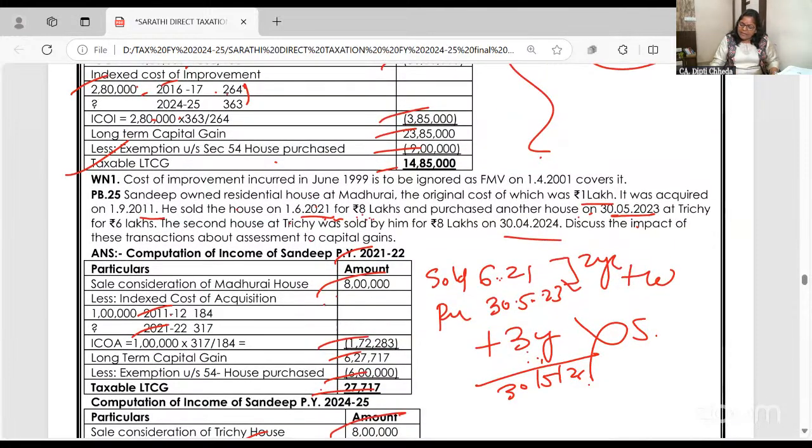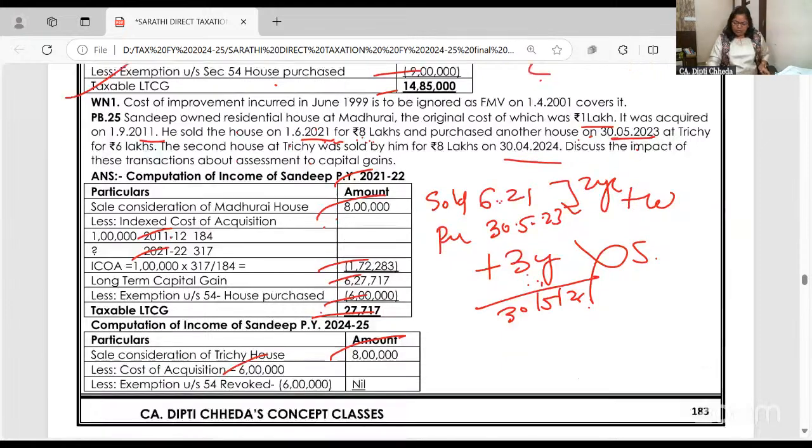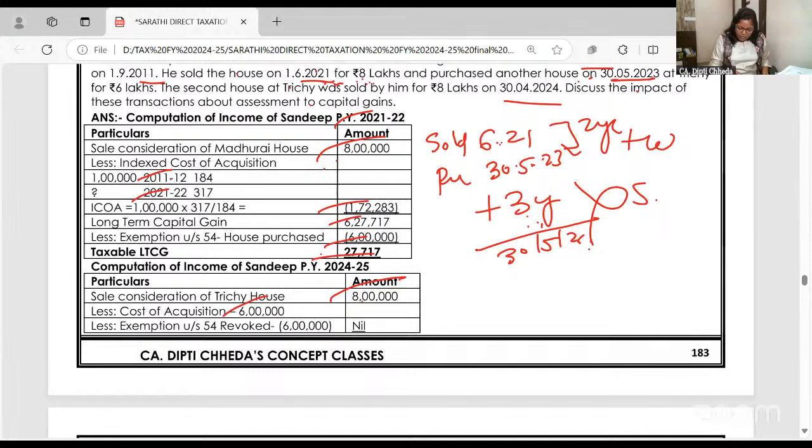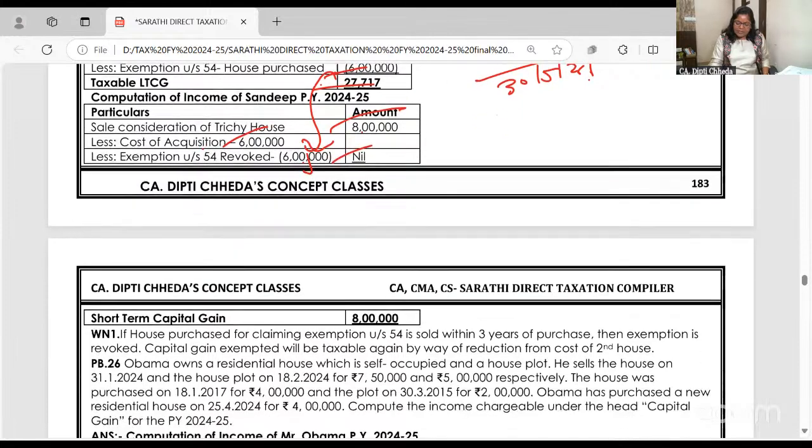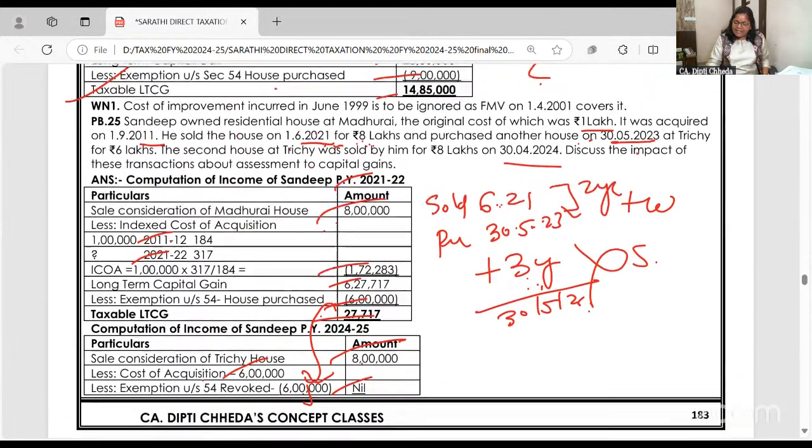त्रिची का घर कब खरीदे थे? 35, 23 and 34. Within 1 year he has sold the house. So cost of acquisition is reduced by exemption revoked. Cost of acquisition is reduced by exemption revoked. I'm repeating. Many times I've seen students take time to learn this. So the cost is nil and whole 8 lakh. Indirectly, you can say 8 lakhs Trichy house is sold.